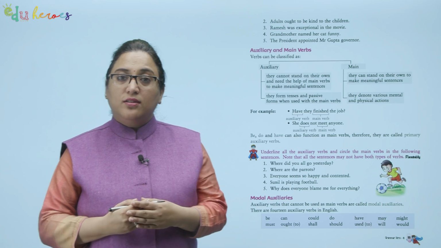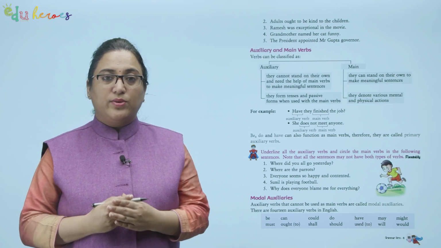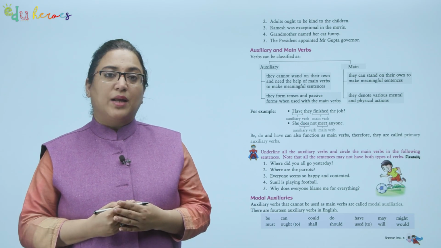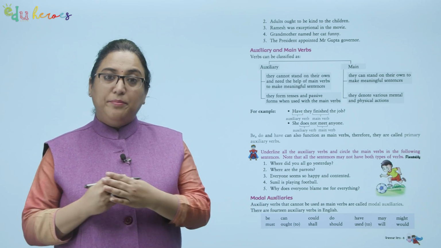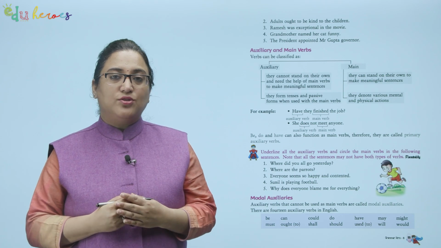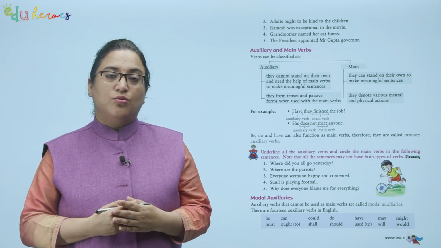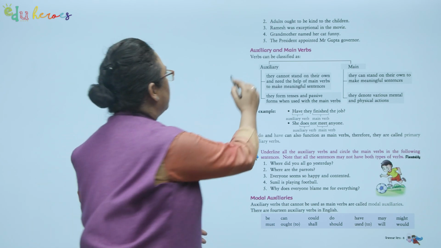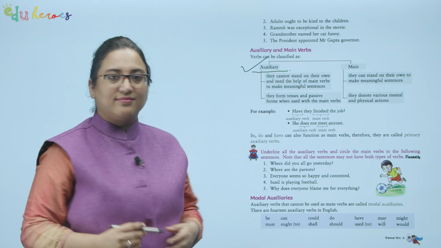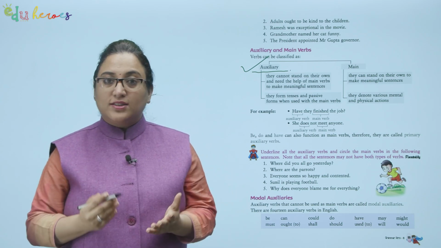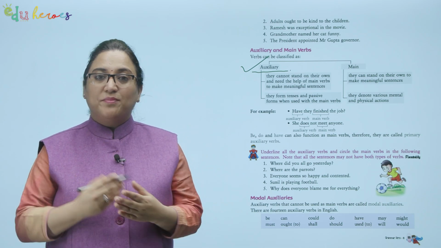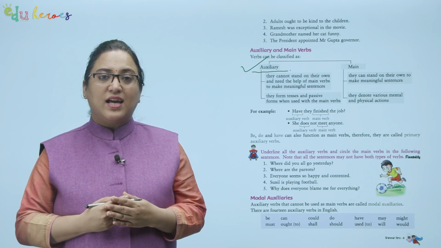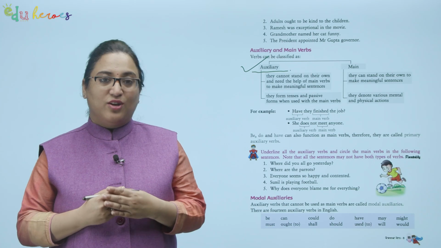Now we have auxiliary and main verbs and the difference between these two types. As shown in this table, verbs can be classified as auxiliary and main. Main is the one that you always come across, which denotes direct action. Let's read about auxiliary first. These verbs cannot stand on their own and need the help of main verbs to make meaningful sentences, and they form tenses and passive forms when used with the main verbs.